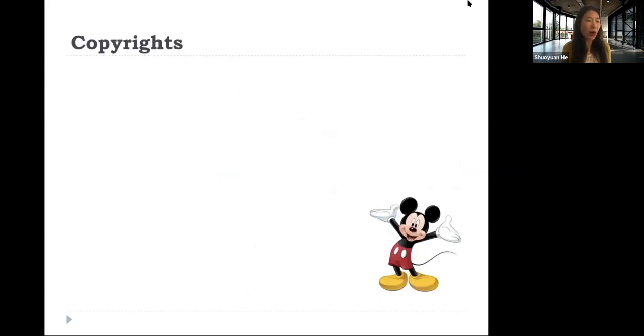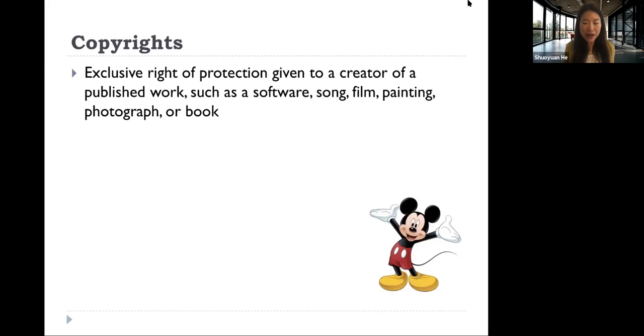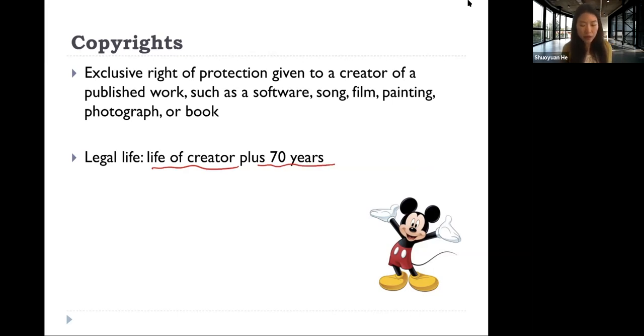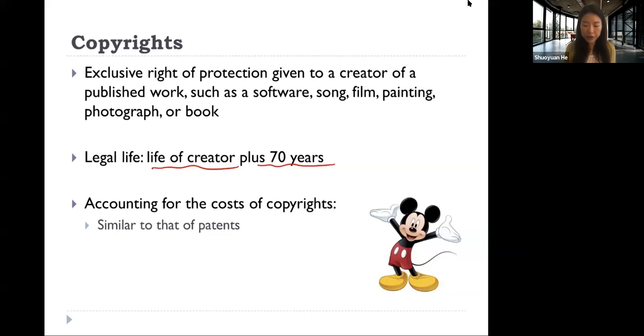And then let's look at copyrights. Copyrights are exclusive rights of protection given to a creator for published work such as software, song, film, paintings, photograph, or book. And the legal life of a copyright is the life of the creator plus 70 years. So accounting for the cost of the copyright is similar to that of the patent.